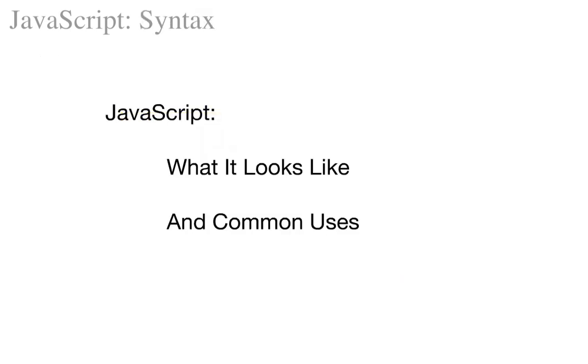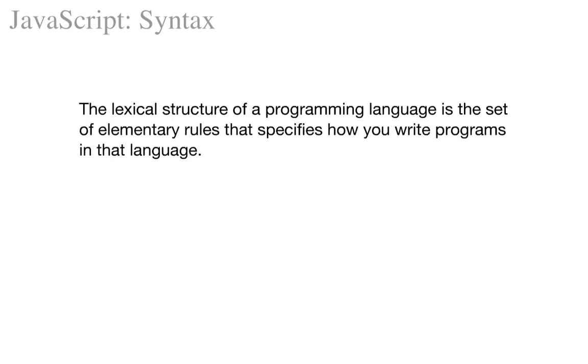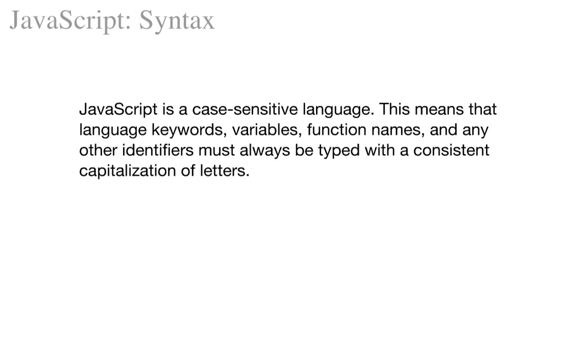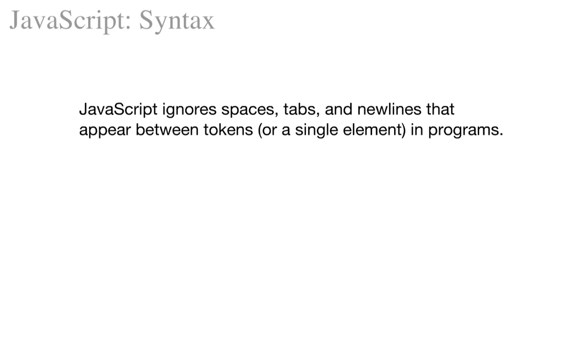My goal in this video is to present a general understanding of JavaScript, including what it looks like and how it is used. The lexical structure of a programming language is a set of elementary rules that specifies how you write programs in that language. JavaScript is a case-sensitive language. This means that language keywords, variables, function names, and any other identifiers must always be typed with a consistent capitalization of letters. JavaScript ignores spaces, tabs, and new lines that appear between tokens in programs.